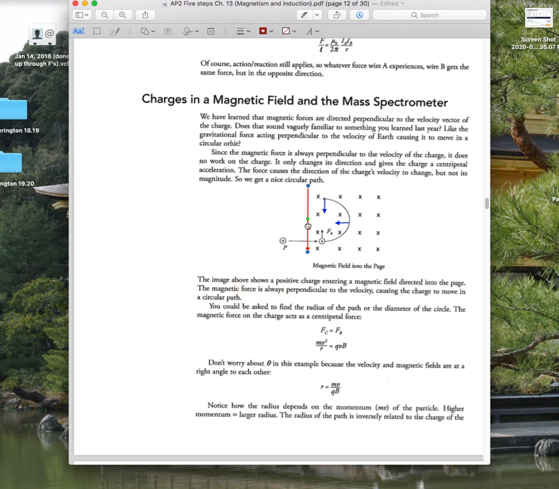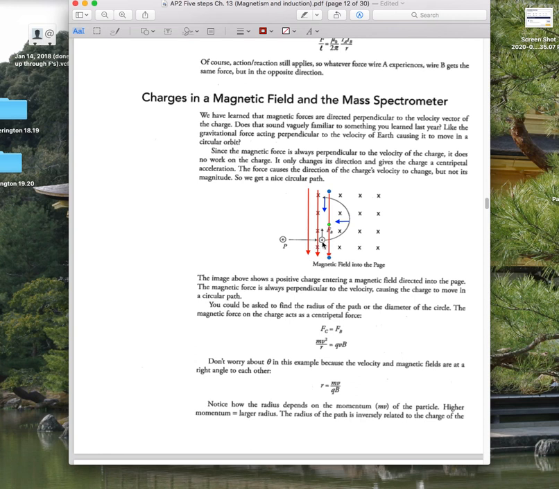Since the magnetic force here is up, we would need an electric field pointing down. So the electric force on the proton would be down, the magnetic force at this point would be up, and it would go straight through.